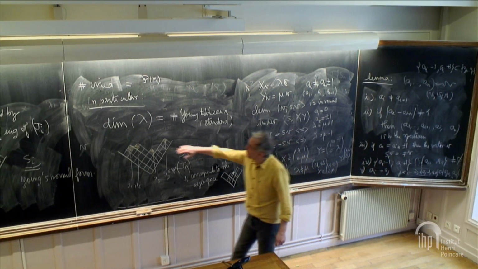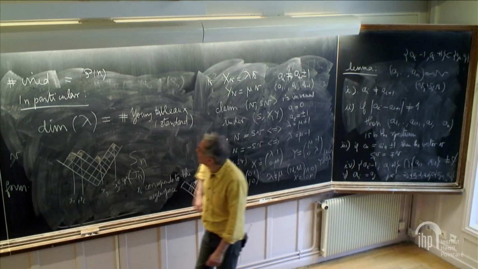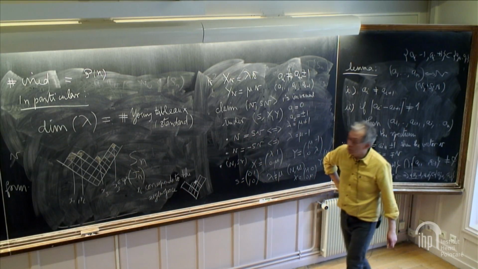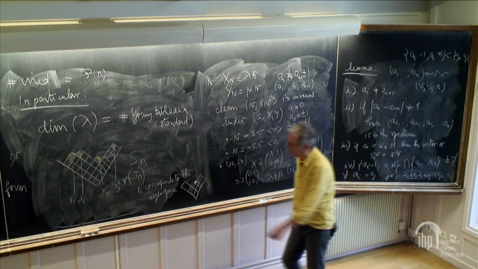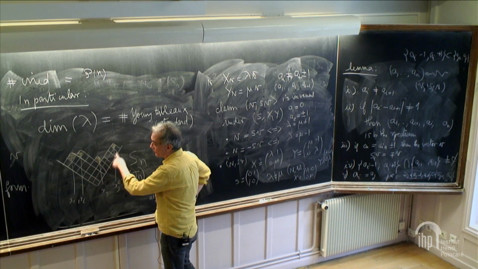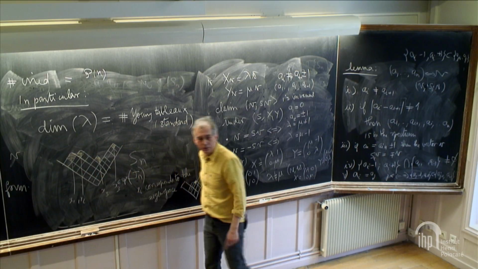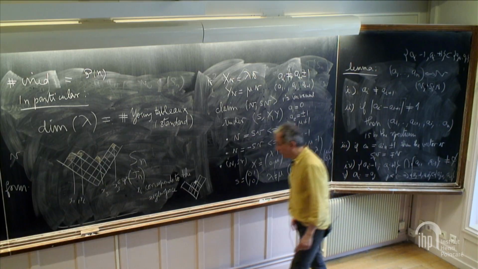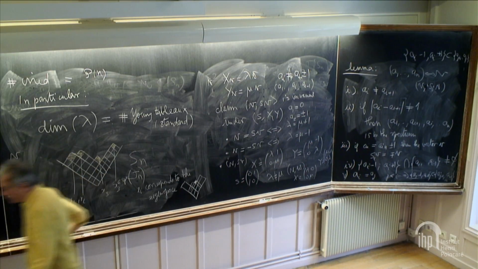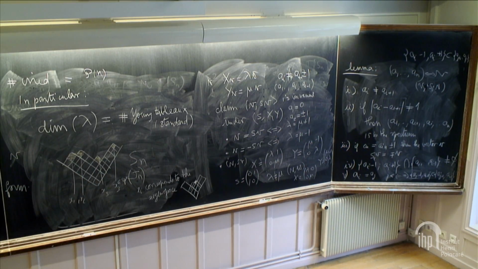The other remark that I have is that the dimension of lambda is the number of standard Young tableaux of shape lambda. That means the number of ways to put numbers from 1 to n here so that they are increasing along the lines and along the diagonals. Okay, I don't know what time is left. Okay, still some time.